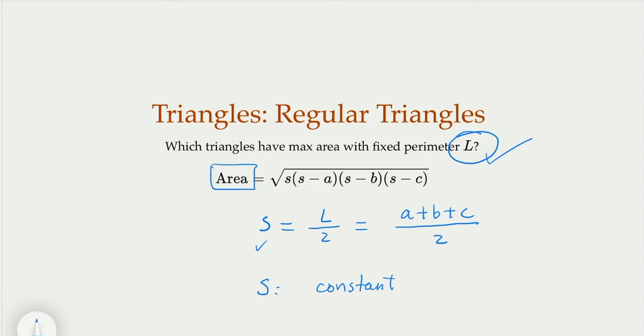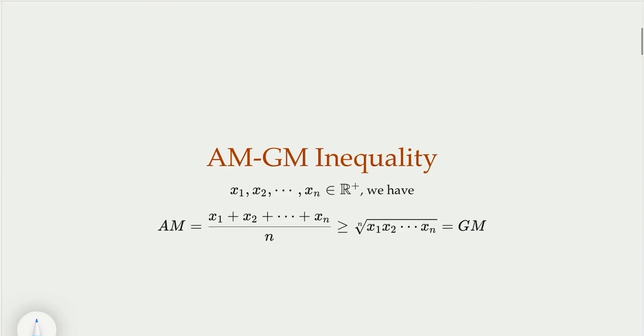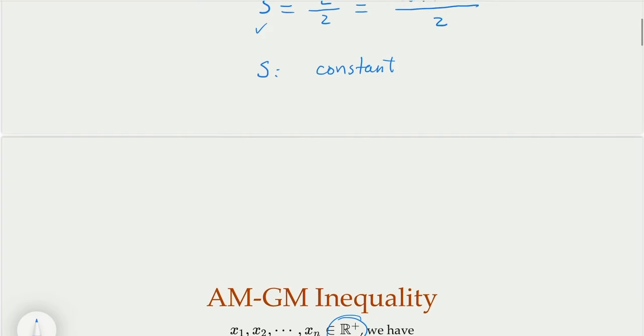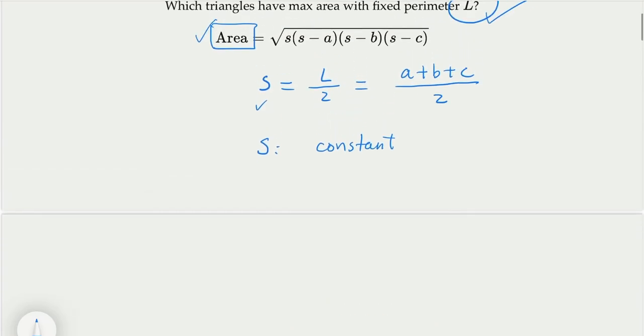How do we do that? One useful tool is what is called the AM-GM inequality, which says if I have n positive numbers, then the arithmetic mean is greater than or equal to the geometric mean. All right, so we can use that to find the maximum area for the triangle. Let's do that.